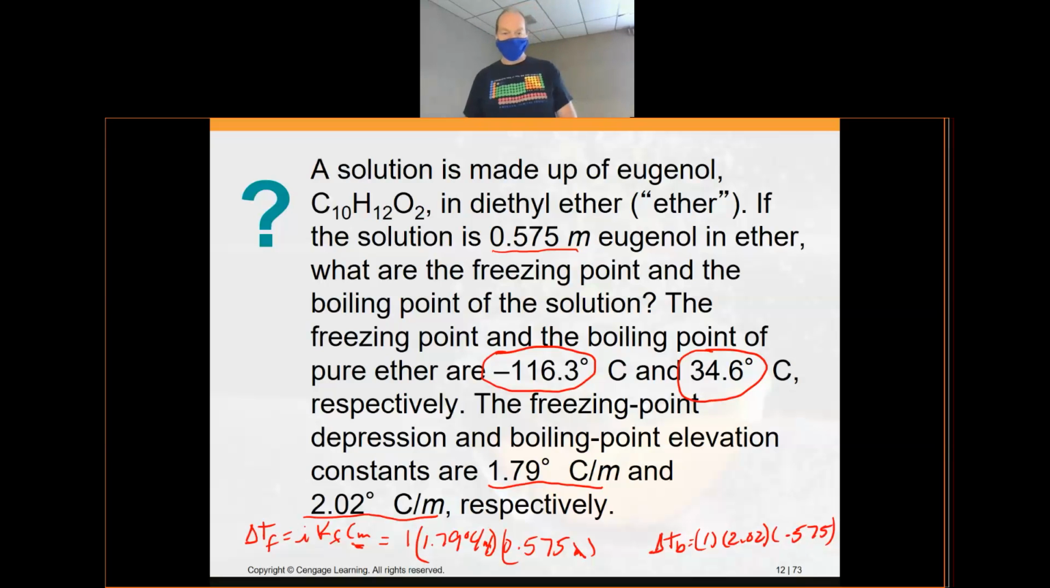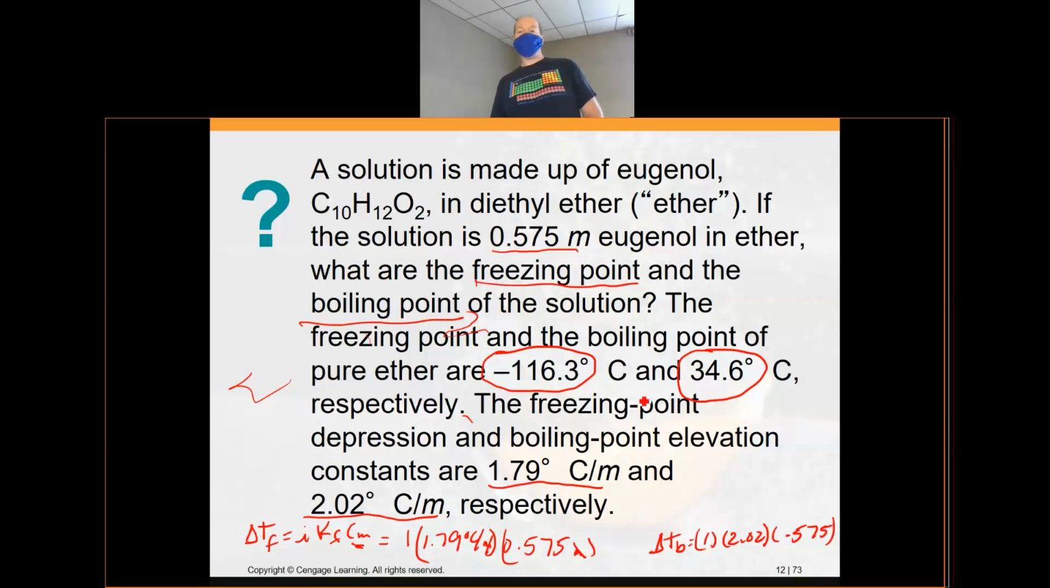So note the question. Eugenol solution. What are the freezing point and boiling point of the solution? The reason a lot of people get this wrong, even though they do the calculation right, is they calculate the delta T sub F and say that's the freezing point. That is not the freezing point. That is the freezing point depression. So you have to go to the negative 116.3 and go lower than that by this amount that you calculate.